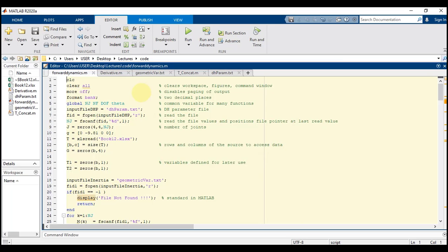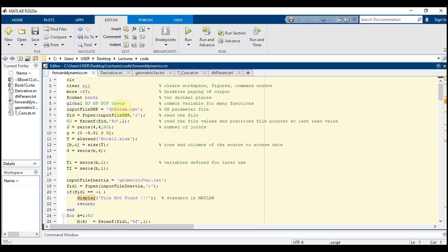Let us discuss the generalized code for inverse dynamics of the manipulator. Clear all clears workspace, figures, command window. Format bank, that is 2 decimal places. Global variables nj, nf, dof, theta. Global variables because these variables are called for many functions.